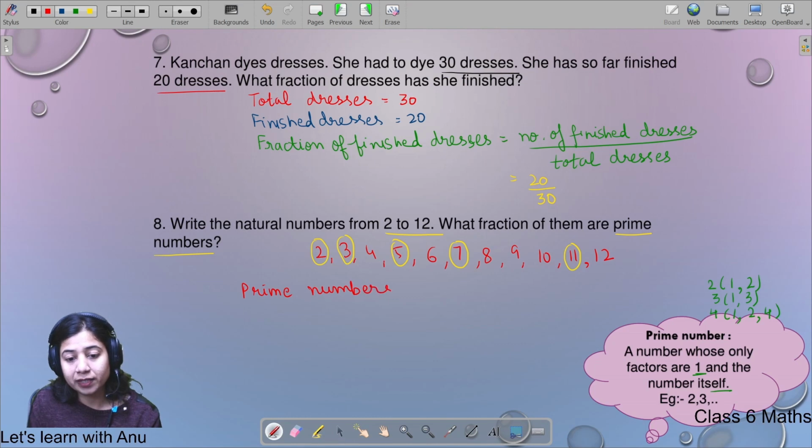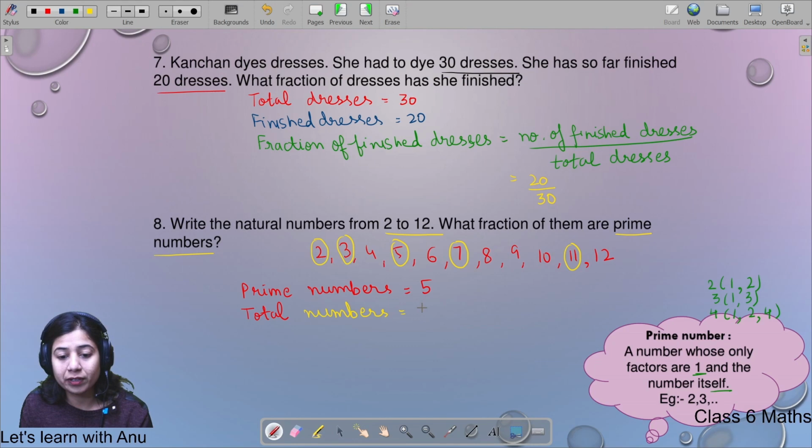We just counted them right now. They are 5 prime numbers. And total numbers? Let me change the color, class. Total numbers. We have 11 numbers, right? So now the fraction of prime numbers.